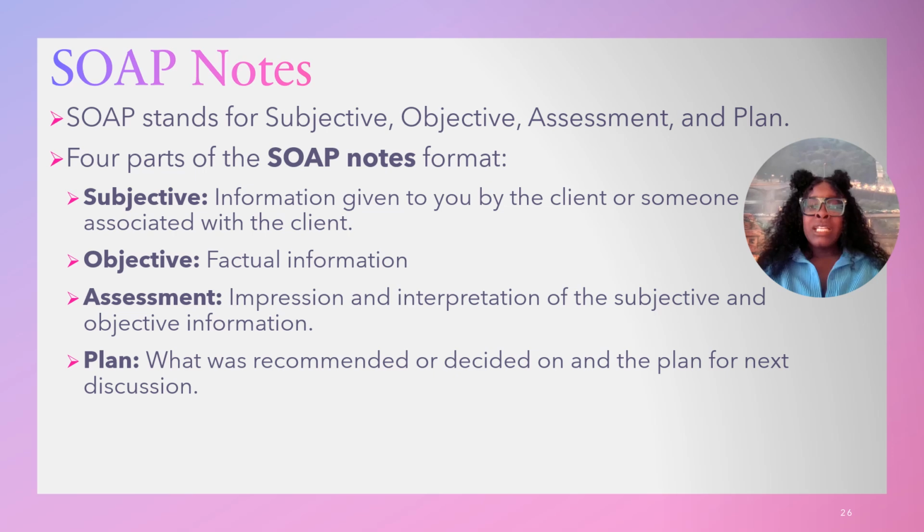When we're looking at the subjective part of SOAP notes, it means we're recording what the person and those associated with the person are saying about how the client is doing. When we look at the objective section, this is information that we can verify or factual information. The assessment is how the case manager interprets the subjective and objective information. And then we have plan. And this is what has been recommended or decided on to help our clients progress. It is also going to include topics to present for the next discussion.